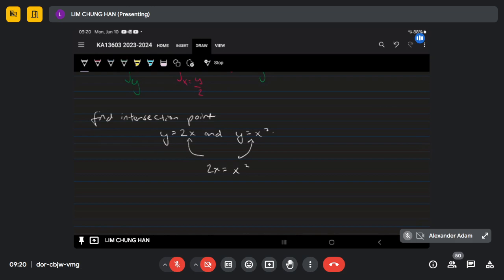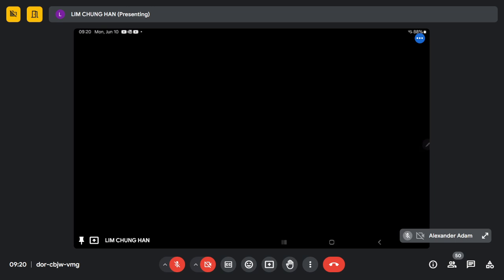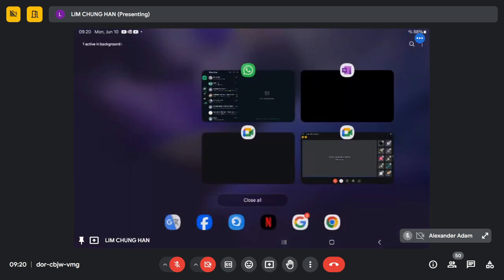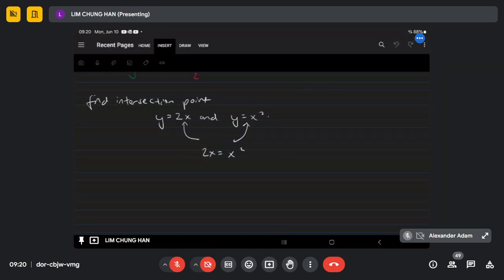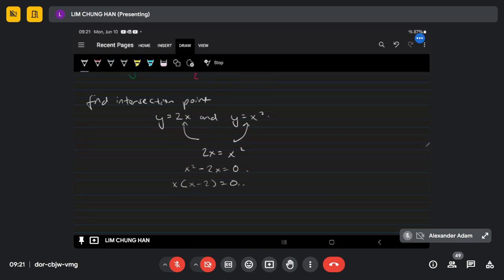So we arrange, you get x squared minus 2x equals 0. Oops, what happened? Okay, it's lost just now. Let me rewrite again. x squared minus 2x equals 0. You take the x out.